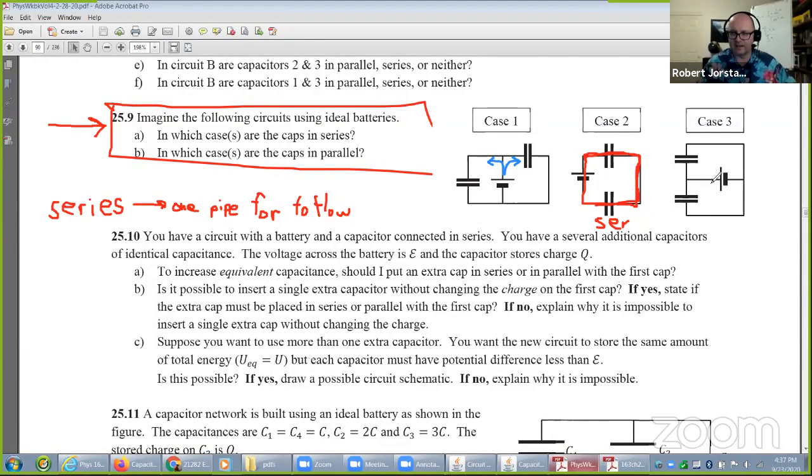Same thing here. The current's going to come out of here and it's going to split. So it's not so much where the things are located as how many branches or how many loops you see in the circuit.